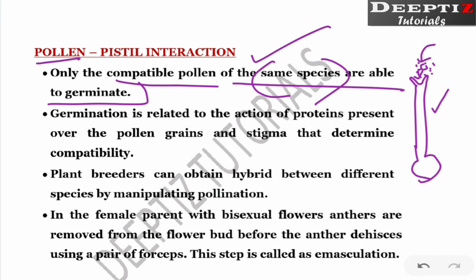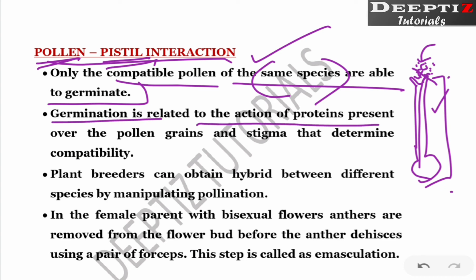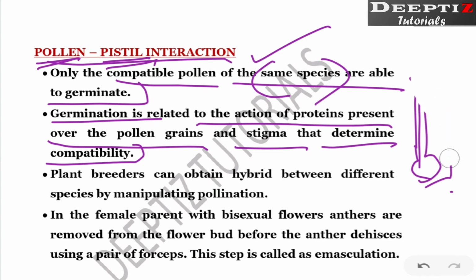We call it pollen-pistil interaction. This entire structure is the pistil, right? The female portion of a flower allows the growth of the pollen tube of the pollen of the same species. This is what we call pollen-pistil interaction. If these are of different species, this tube growth will not be there. Germination is related to the action of proteins present over the pollen grains and the stigma that determine the compatibility. So what happens in this situation is that there is a compatibility. Compatibility in another way we can say a match, right? We can say a matching.